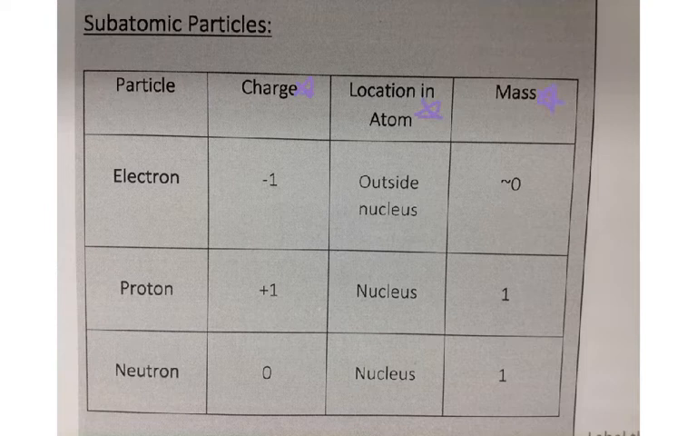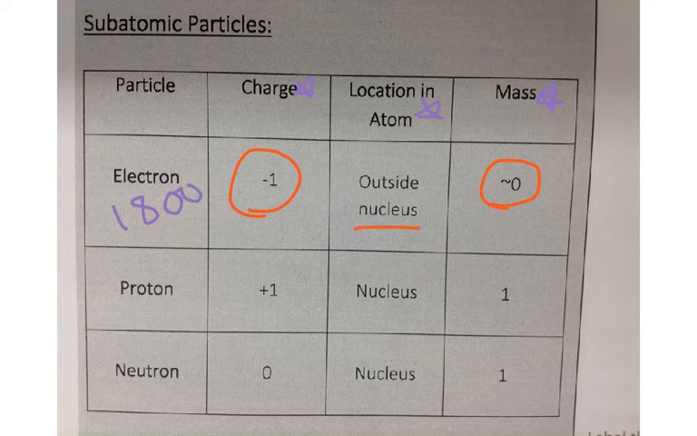An electron is the smallest particle. It gives you a negative charge. They're located outside of the nucleus, so they're spinning around the nucleus, and they have what's considered a negligible mass. A negligible mass means even though it has a mass, it's really, really small, and so we don't even really care about it. We consider it basically zero. In fact, you would need 1,800 electrons to equal the mass of one proton or one neutron.